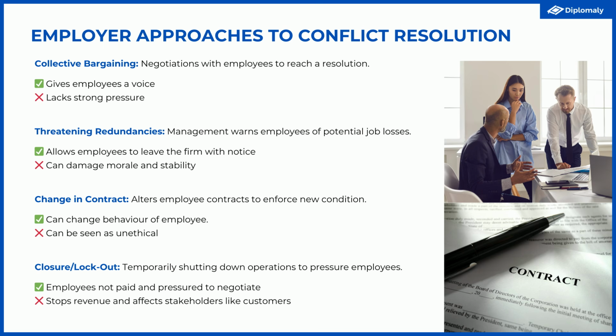The most extreme method is called a closure or a lockout, where management decides to shut the business for a period of time. Here, employees are not paid and are therefore pressured to come back to the negotiating table, but the business also makes no revenue during this time. Businesses need to assess how a lockout impacts other stakeholders as well, such as customers.